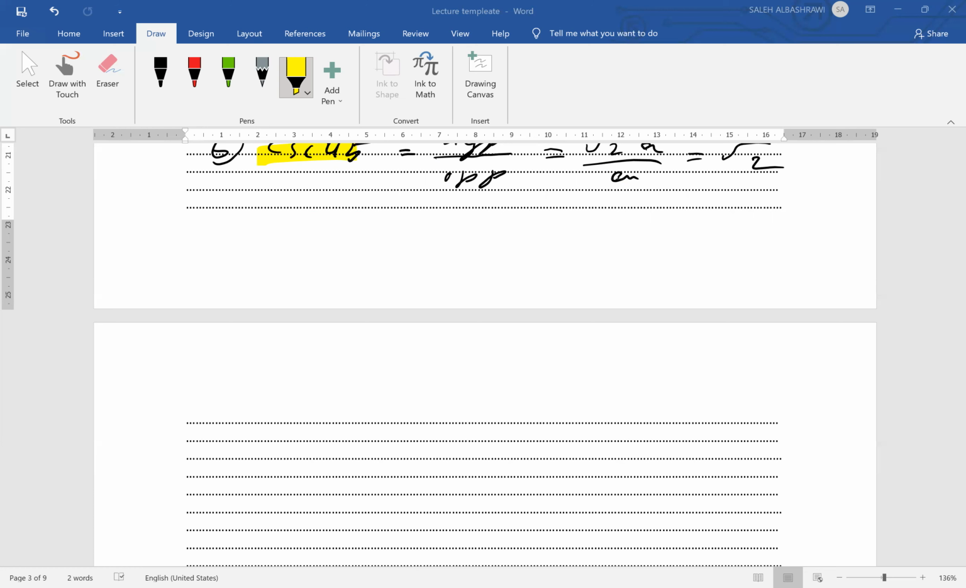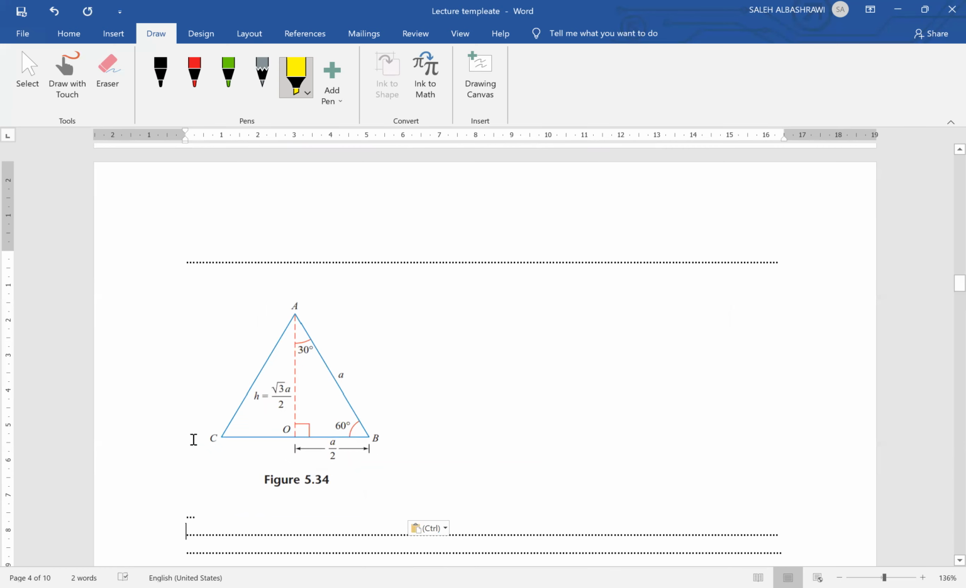We will have, let's see, this triangle. If we have 30 and 60, think about this is 30, 60, and 90. The relation or the special relation between the sides of such a triangle is that the shortest side is equal to half of the hypotenuse.